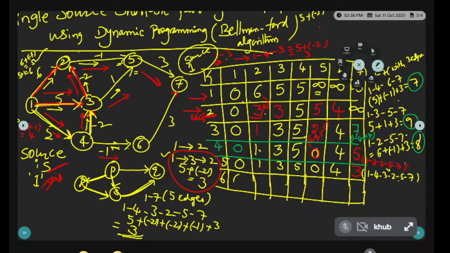And with the 6 edges, 1 to 2, 3, 4 are the same. 1, 2, 3, 4 are same, and this also same. Is there any possibility with 6 edges from 1 to 6? There is no possibility with 6 edges, either 1 to 6 or 1 to 7. With 5 edges is the maximum. So as it is in the previous values 4, 3.